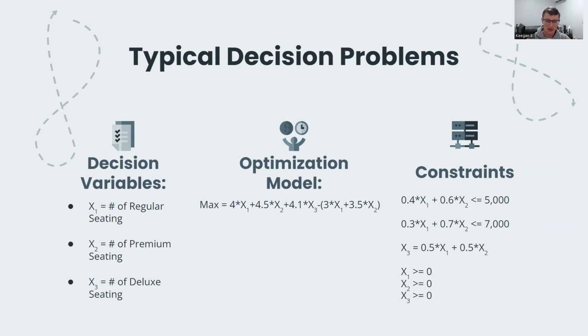So for the constraints, we then had to figure out how to incorporate the percentages of what each seat has to take up. And so we ended up doing 0.4 times x1 plus 0.6 x2 is less than or equal to 5,000. 0.3 times x1 plus 0.7 times x2 is less than or equal to 7,000. And then because x3, the deluxe seats, had to be 50% of the regular and the premium seats, it was x3 equals 0.5 times x1 plus 0.5 times x2. And to make sure that those were rounded numbers and couldn't be negative, we had to set each of those to greater than or equal to 0.